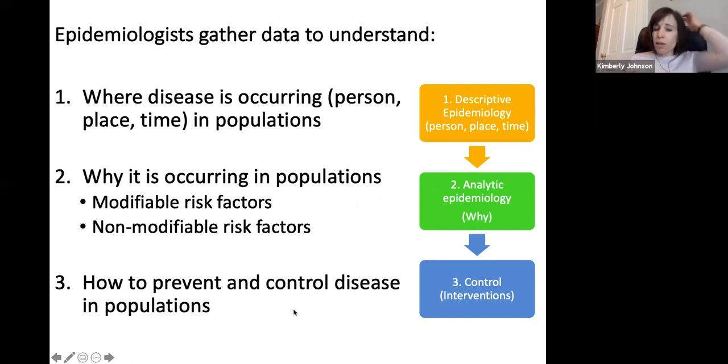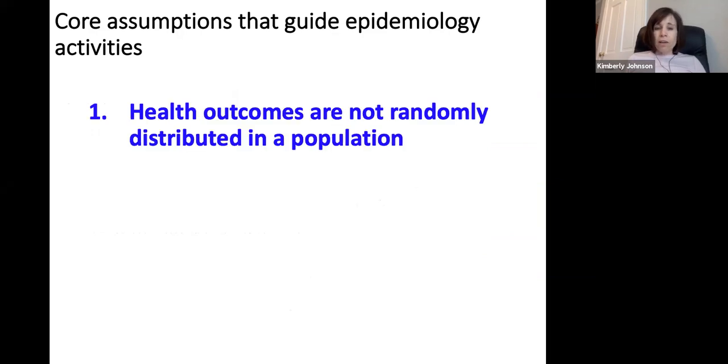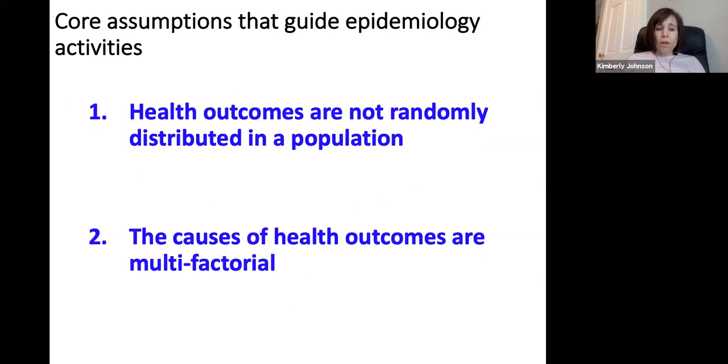And then the third thing that we do is we try to use the information we learn from 1 and 2 to design interventions to prevent and control disease in populations. So we operate under a couple of core assumptions to guide our activities. One is that health outcomes are not randomly distributed in a population. And two, the causes of health outcomes are multifactorial. So many factors come together to cause a person to be in better or worse health.